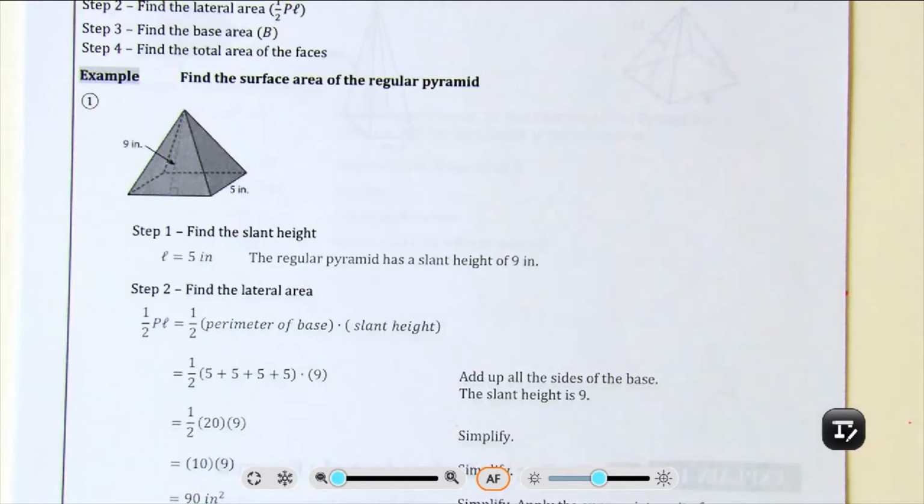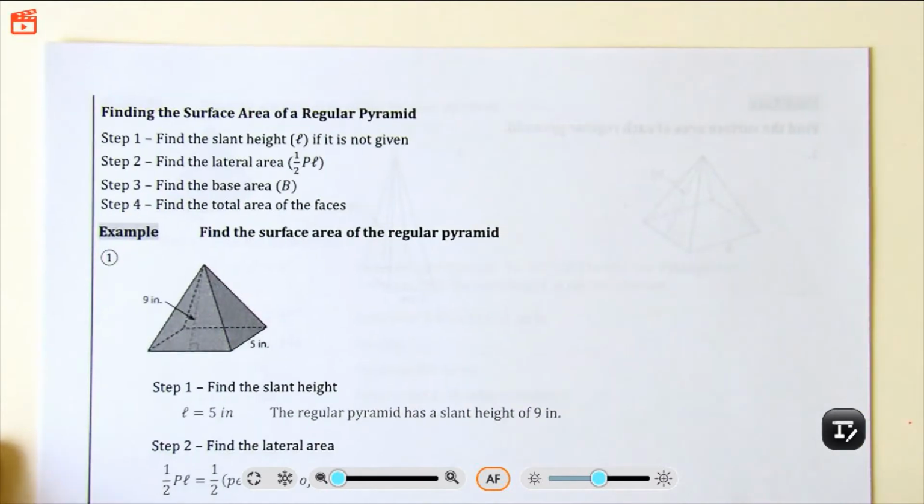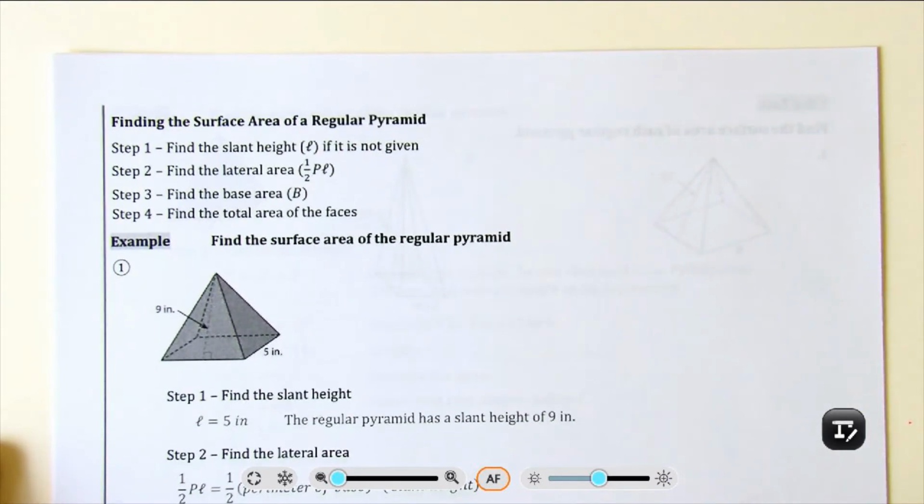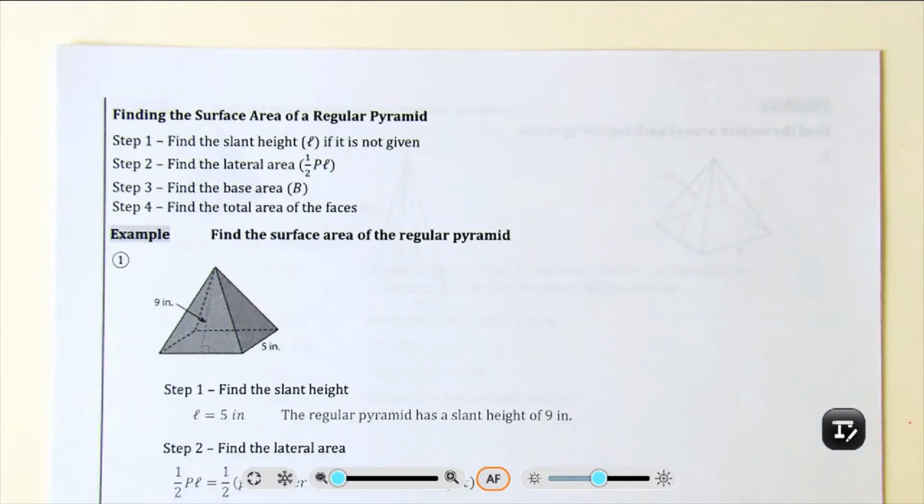Okay, so we're going to solve a problem in 4 steps. The first step is to find the slant height. The second step is to find the lateral area, which is that 1/2 perimeter times the slant height. Step 3 is to find the area of the base, and then step 4, calculate the total area of all faces.